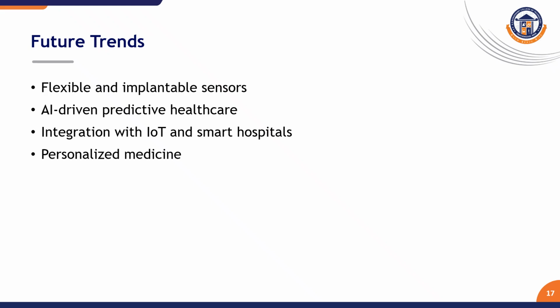Future trends may be flexible and implantable sensors. The emerging areas are implantable sensors and flexible sensors, and AI and machine learning can be incorporated in healthcare wearable devices. Integration with the IoT and smart hospitals can also be possible in the near future, and personalized medicine for different patients can be done.